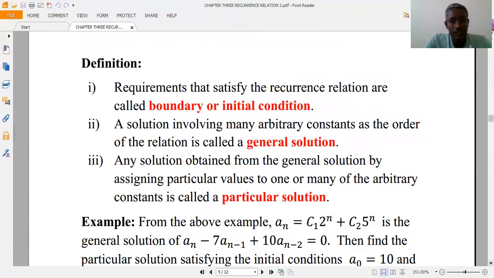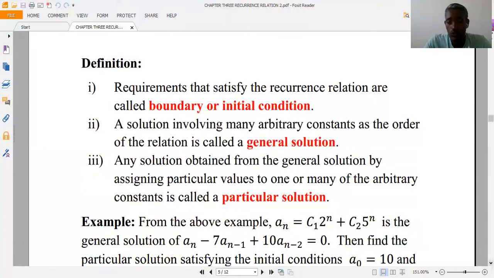Another good definition in recurrence relations is initial or boundary conditions of the recurrence relation. These values are given with the recurrence relation, depending on the arbitrary constants. If there are 2 arbitrary constants, we will have 2 initial conditions. If there is 1 arbitrary constant, we will have 1 initial condition. So initial conditions are conditions that satisfy the recurrence relations.